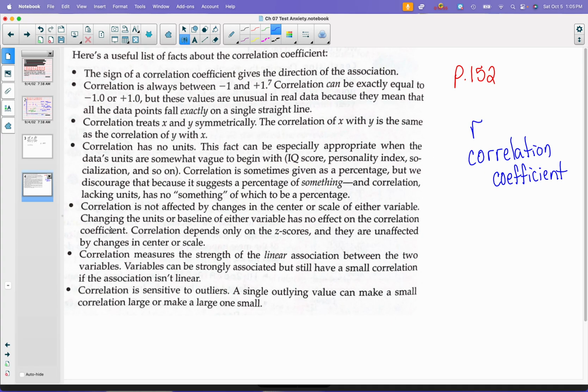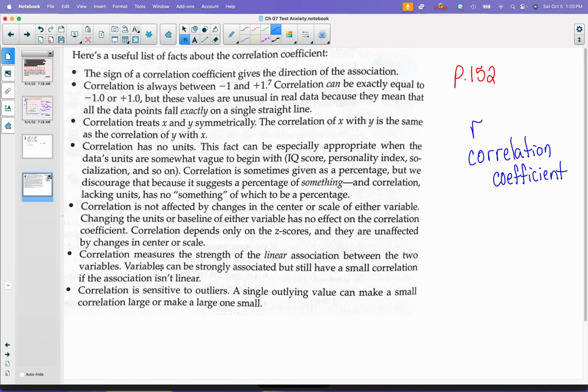So remember that correlation is not affected by changes in the center or scale of either variable. If you change units, say from inches to feet, obviously your numbers are going to change, but your value of R is not going to change.